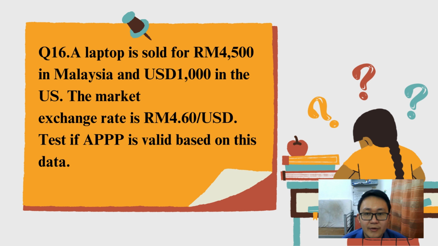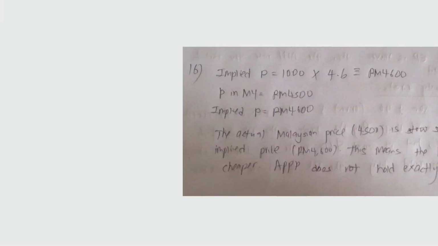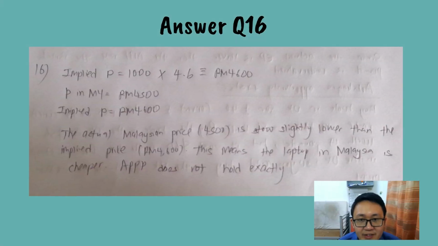So this is question 16. A laptop is sold for RM4,500 in Malaysia and US$1,000 in the US. The market exchange rate is 4 ringgit and 60 cents per US dollar. Test if APPP is valid based on this data. The price in Malaysia is 4,500 and the implied price is 4,600. The actual Malaysian price of 4,500 is slightly lower than the implied price of 4,600. This means the laptop in Malaysia is cheaper, so the APPP does not hold exactly.